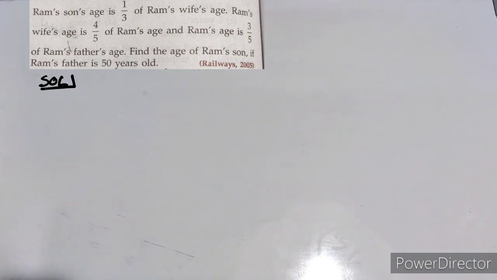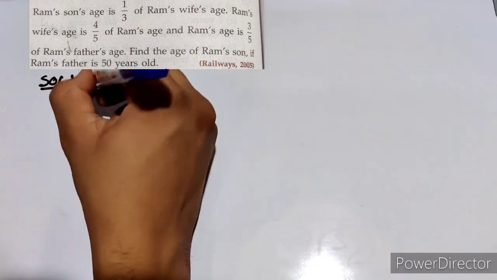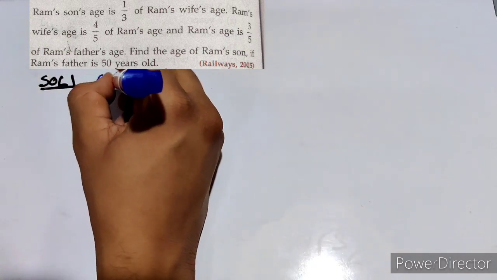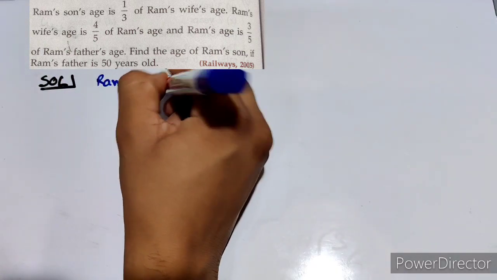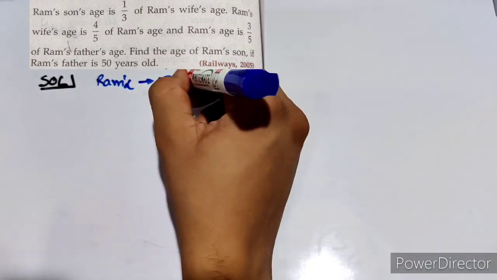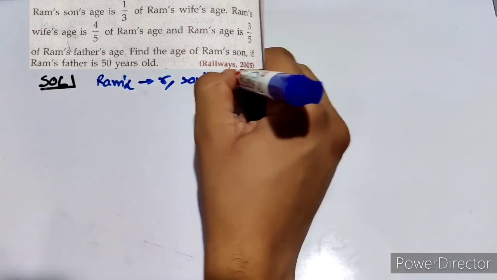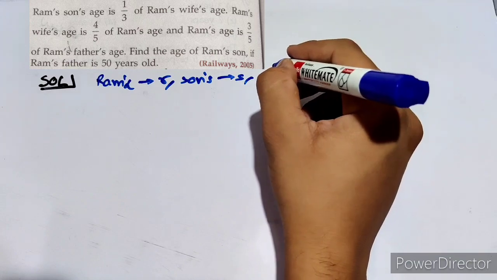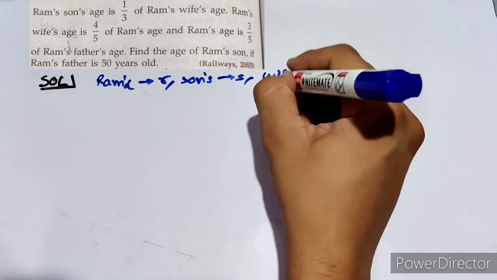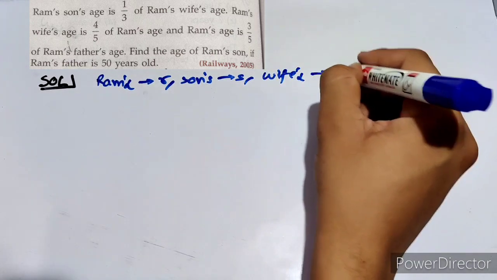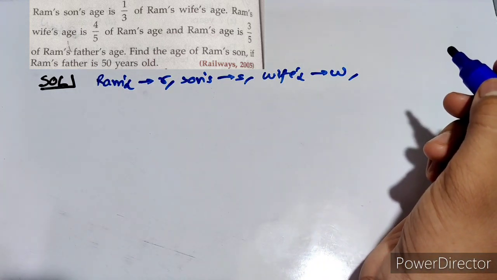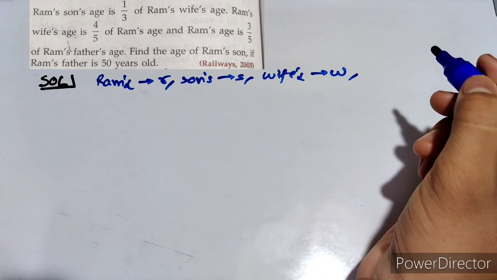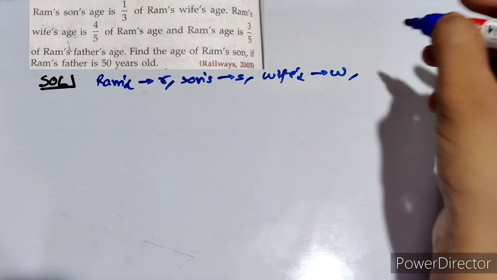So the question goes like, Ram's son's age is 1/3 of Ram's wife's age. So first we need to assume his son's and his wife's age. So let Ram's age be R. This I'm talking about the present age. His son's age be S. His wife's age be W. And further in the question it is given, something is given about his father also. So let us assume his father's age to be F.